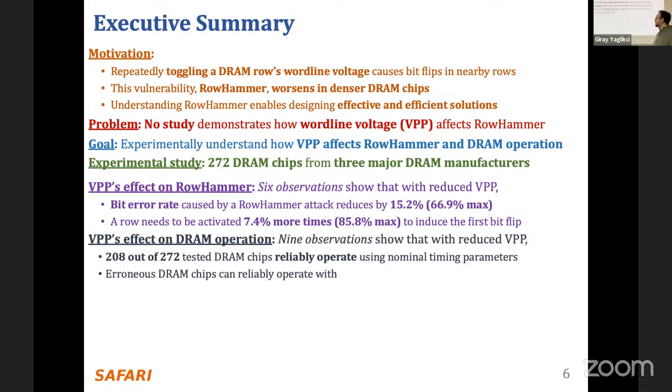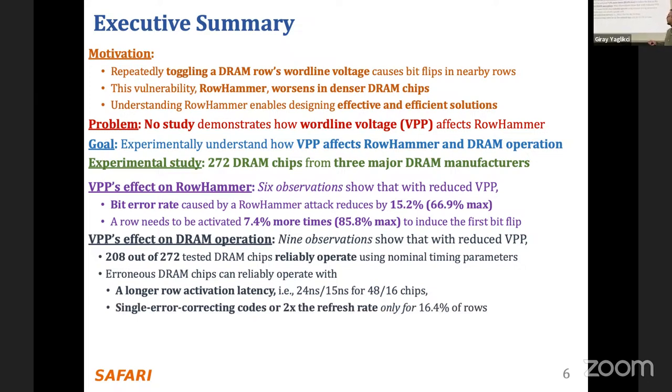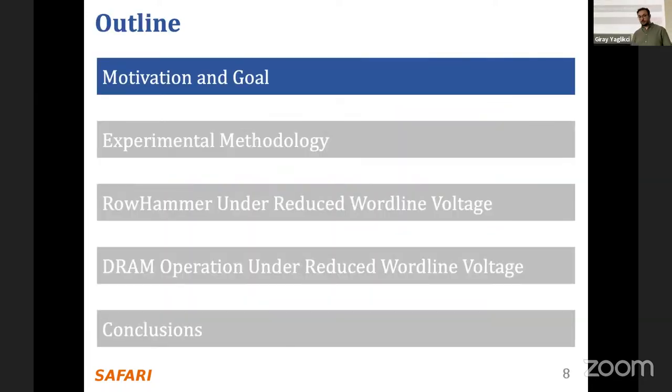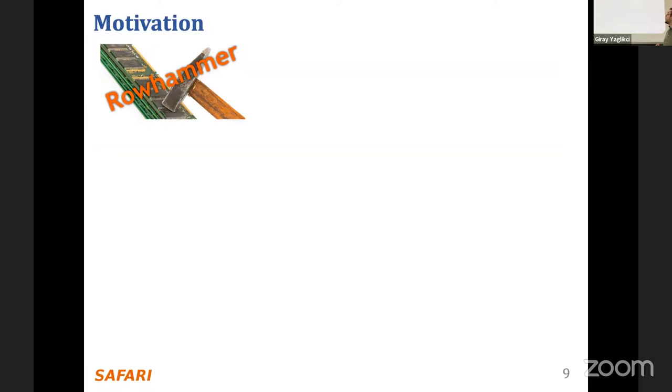For the erroneous chips, there's a small fraction we can still make them work by applying a longer row activation latency. Basically, when you activate the row, you need to wait for a longer time before you access the column. Or when you use single error correcting codes, or double the refresh rate for a small fraction of rows, you can also mitigate those errors. So the conclusion is that reducing wordline voltage can reduce RowHammer vulnerability without significant effect on reliable DRAM operation.